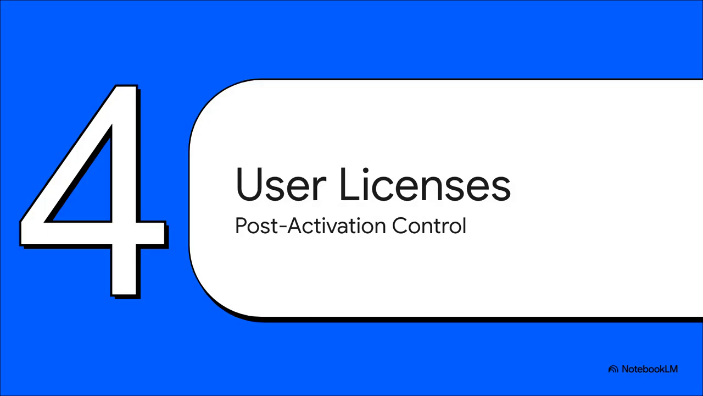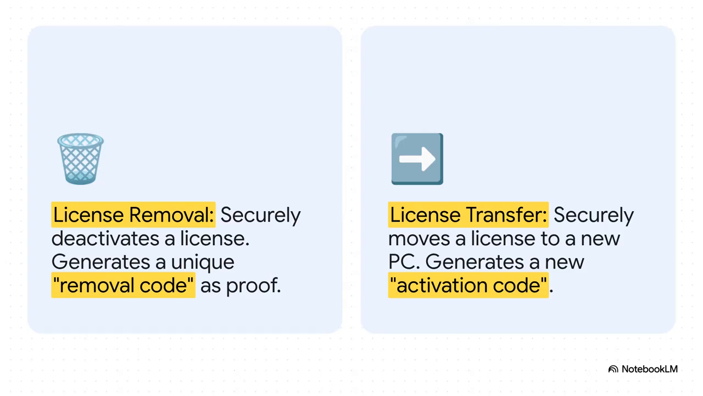But what happens after the software is activated? Your control doesn't just stop there. Let's take a look at the options you have for managing the license lifecycle. You can offer two really important options to your users. First, license removal. This securely deactivates the software and gives the user a removal code as proof that it's done. Then there's license transfer, a super common customer request, which lets a user legitimately move their license to a new computer when they upgrade their hardware.